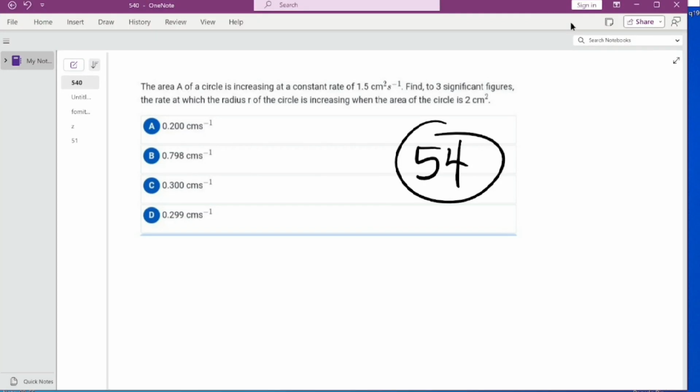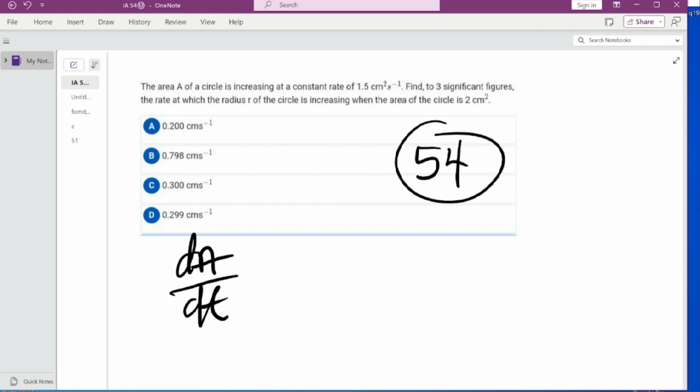Question 54 says the area of a circle is increasing at a constant rate of 1.5 centimeters squared per second. Find, to three significant figures, the rate at which the radius of the circle is increasing when the area of the circle is 2 centimeters squared.